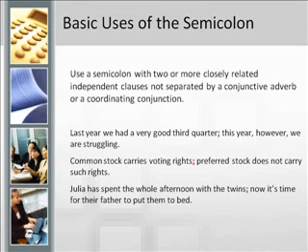The same applies for the third sentence, which reads, "Julia has spent the whole afternoon with the twins; now it's time for their father to put them to bed." We could have joined those two independent clauses together with a comma and a coordinating conjunction such as so, as in "Julia has spent the whole afternoon with the twins, so now it's time for their father to put them to bed." But instead the writer again has chosen to put a semicolon between the two independent clauses.